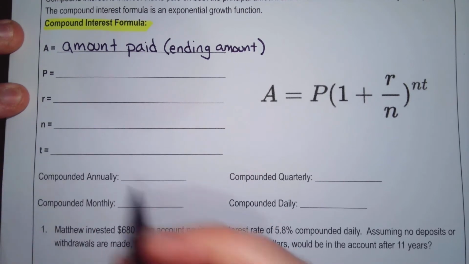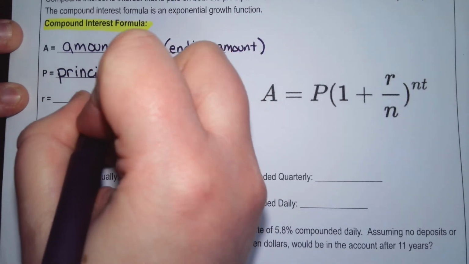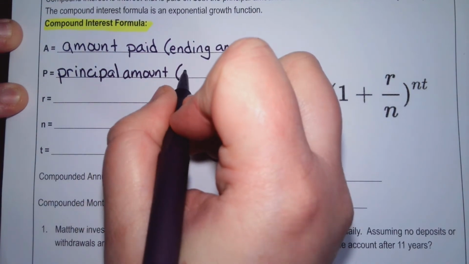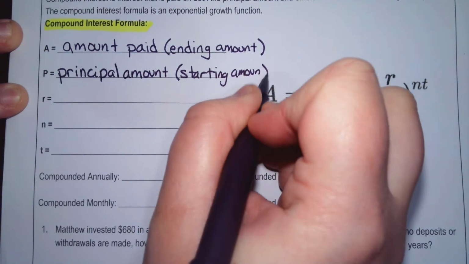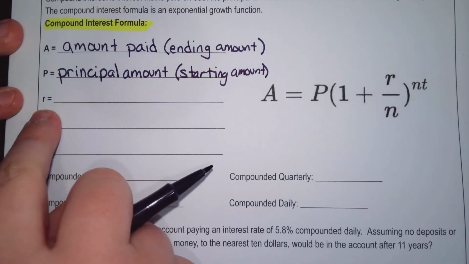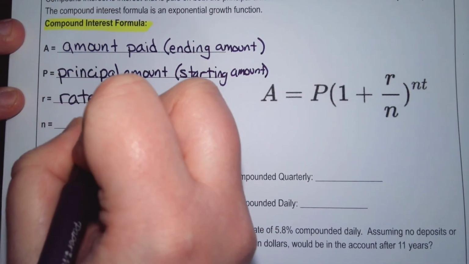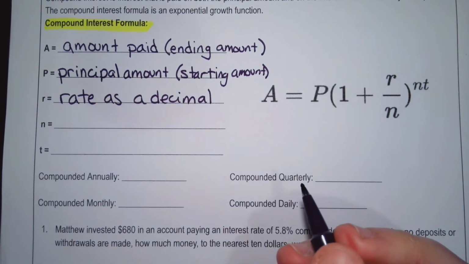All right, the P, that is called the principal amount, also known as your starting amount. So, how much money did you put into the account at the start? $20? $5,000? How much did you put in? You guys already know R. R is the rate as a decimal. Always have to convert that percentage to a decimal.